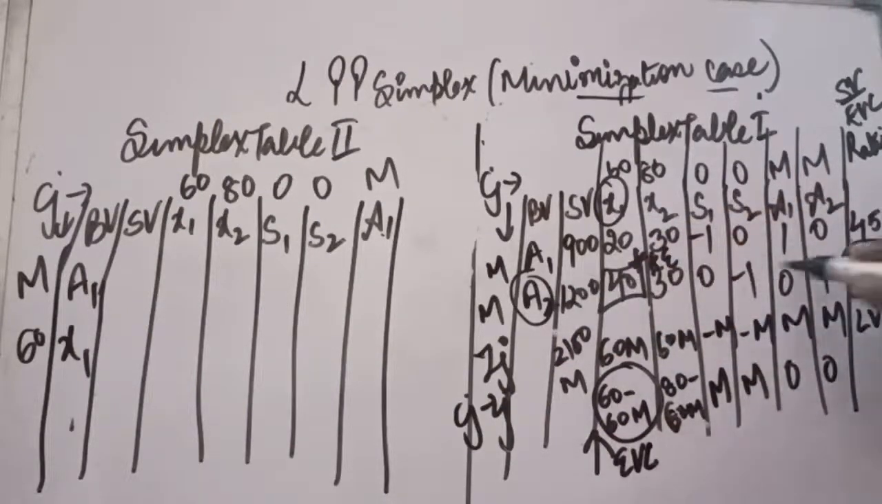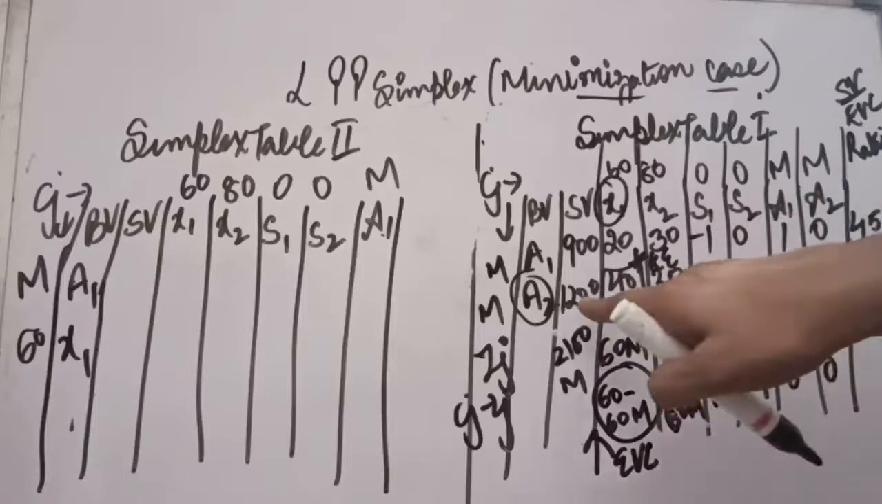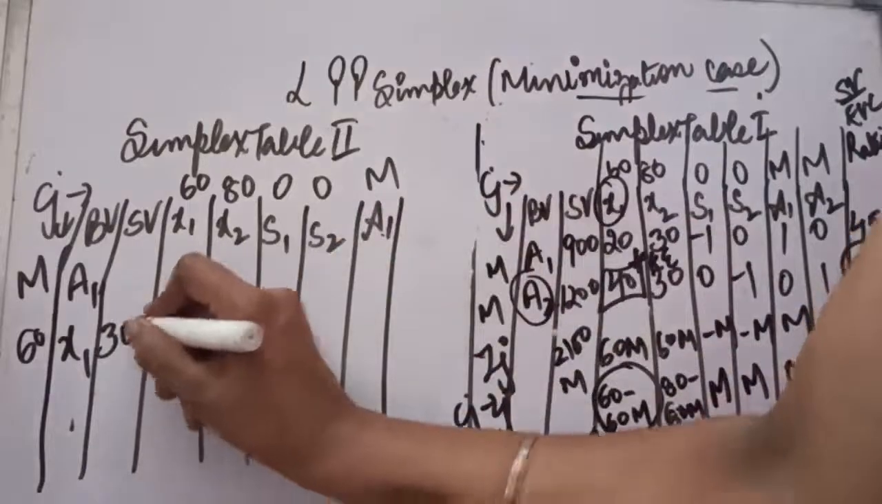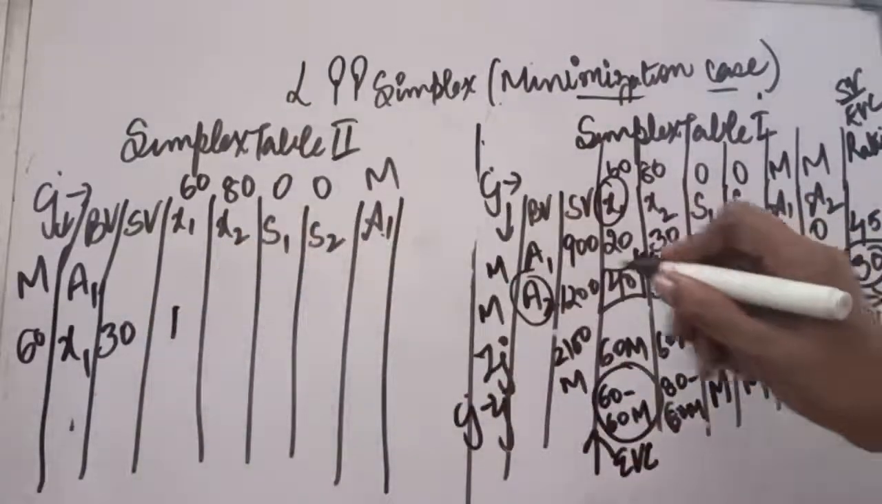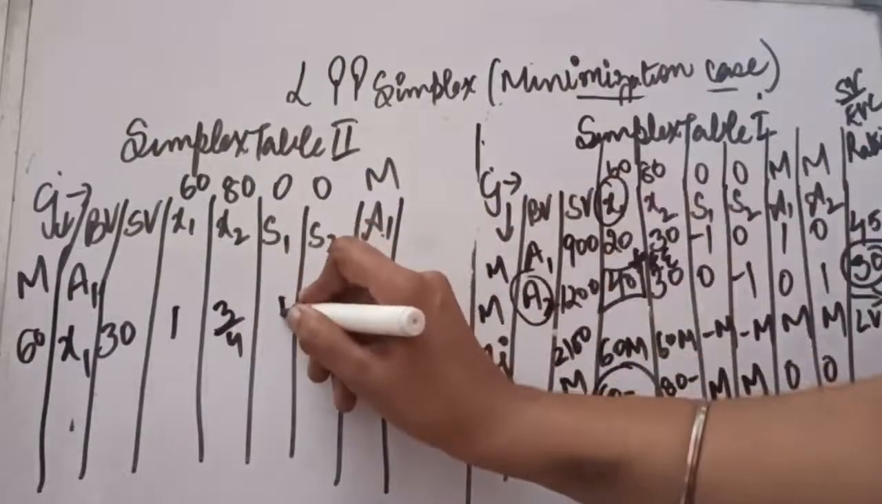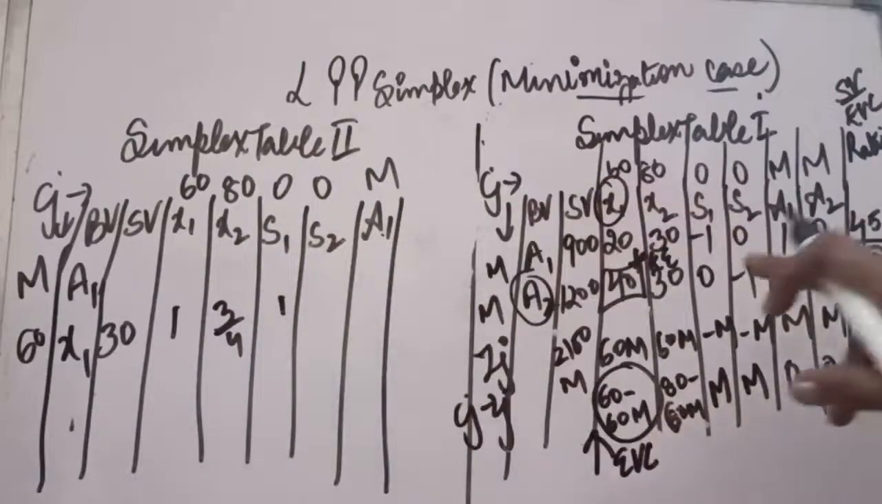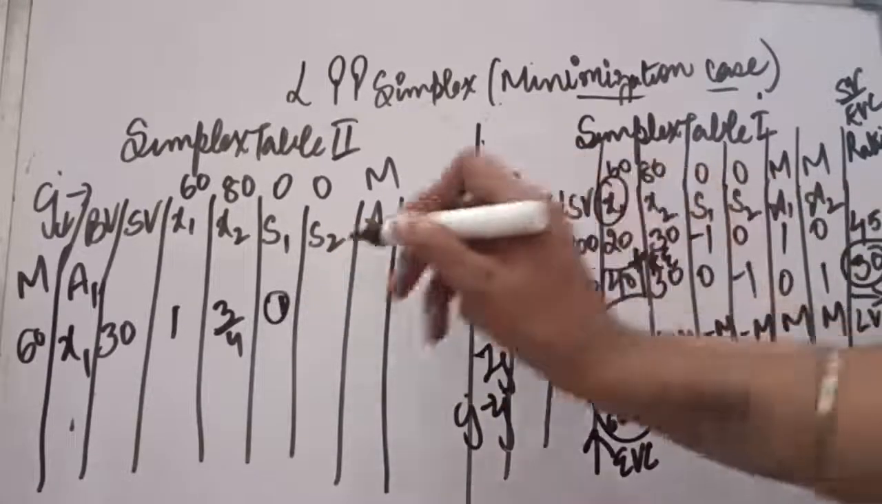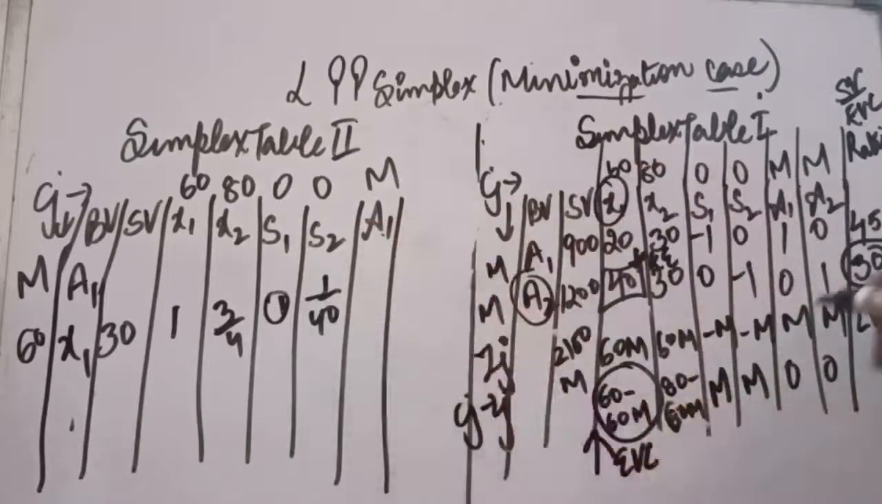Now the row in which the key element exists is known as the key row. How will we find the new key row? Old elements divided by the key element. So the second row will be calculated first. 1200 divided by 40, it will be 30. 40 upon 40, 1. 30 upon 40 will be 3 upon 4. 40 upon 40 will be 1, 0 upon 40 will be 0, minus 1 upon 40 will be minus 1 upon 40, and 0 upon 40 will be 0. So now the new key row has come.